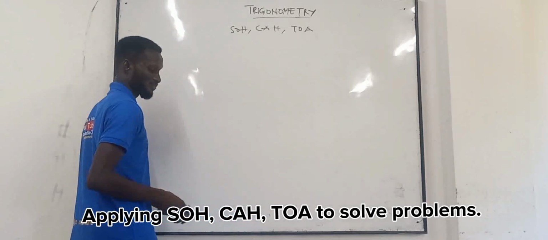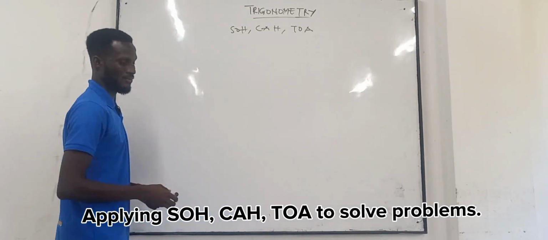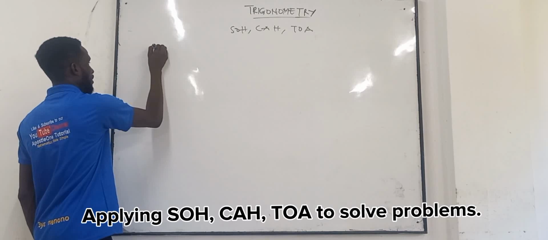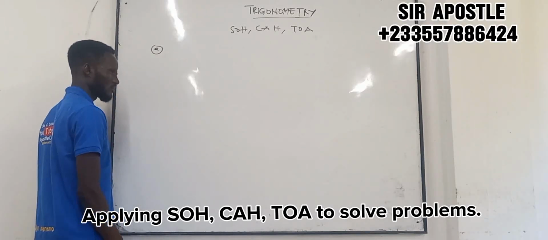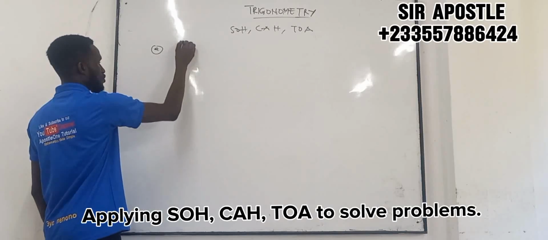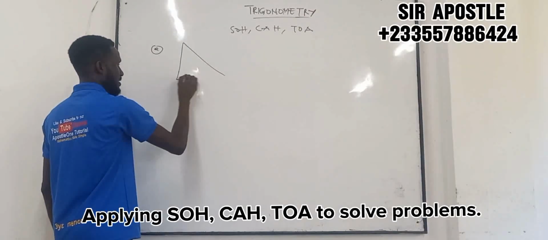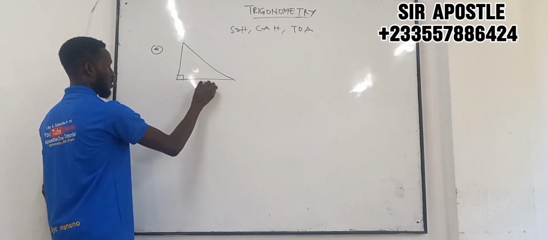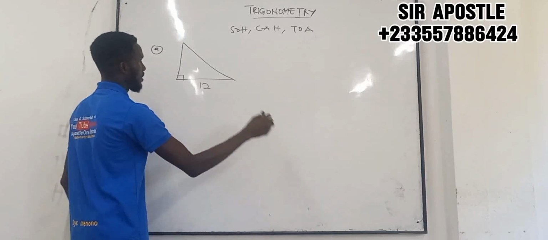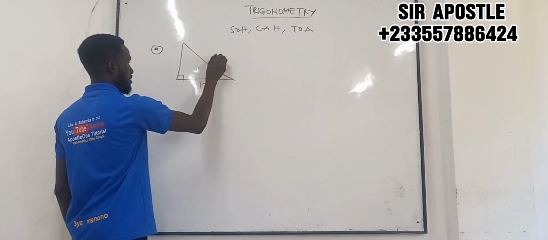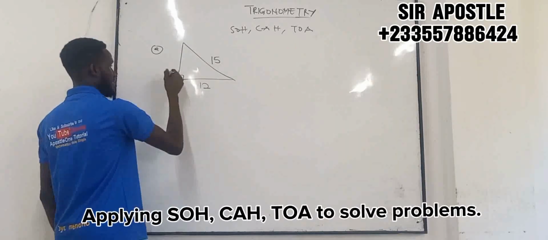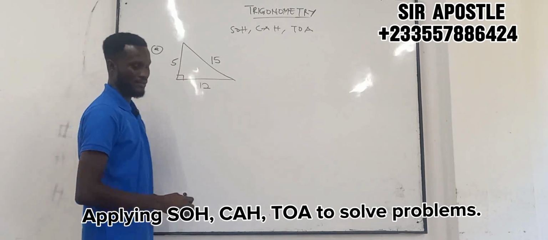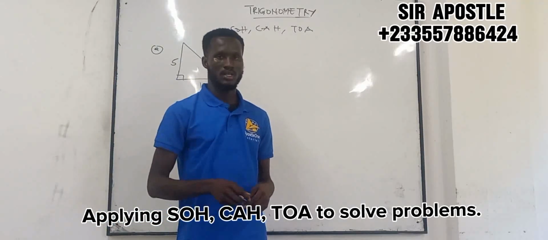Yes. Now, let's see. Now, let me consider this one. I have a right-angled triangle like this. Now this is my right-angled triangle. Now this side is 12. This one is 15. And then let's say this side is 5.